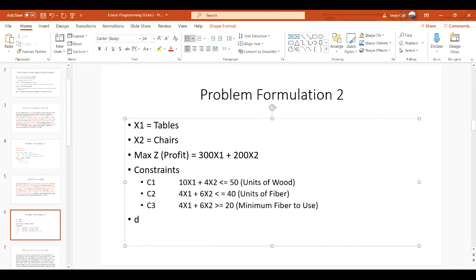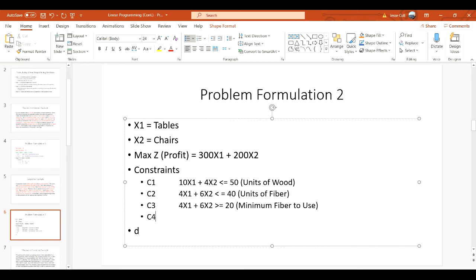And what that means is fiber must be more than 20 units used. Between tables and chairs, we have to use more than 20 units, but we cannot use more than 40. So what this is telling us is our fiber usage has to be between 20 and 40 units. That's what we're seeing here.